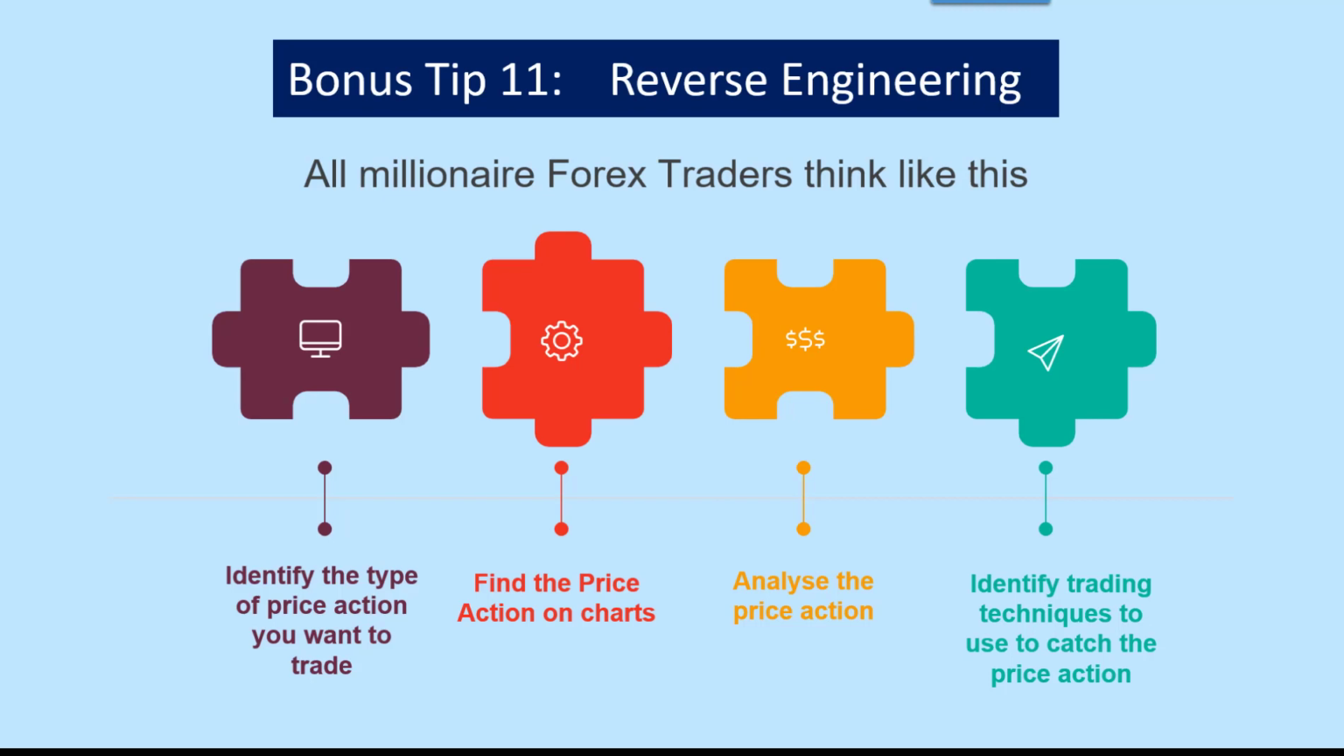So then what they do is they go to the charts and they identify the price action they want to trade. So in this particular case, let's say the price action that they want to trade is a 4-hour candle that has moved more than 100 pips. So what they would do is they'd go to the 4-hour charts and find candles that have moved more than 100 pips. So this is what I call reverse engineering. In other words, they're not trying to apply a trading technique on the market. They are saying to the market, teach me how you want to be traded. So they identify the price action, then they find the price action on the charts.